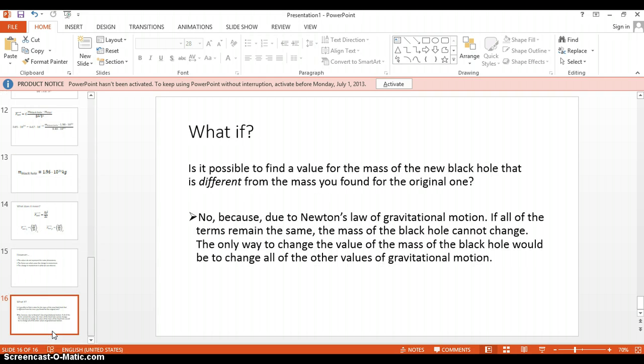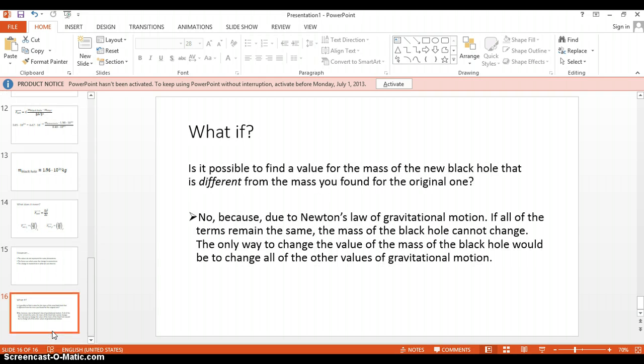And what if we presume that we could find a value for the mass of the black hole that could be different from the mass that we found from the original one? That would be impossible, because due to Newton's law of gravitational motion, if all terms are the same, then the mass of the black hole cannot change. There's only one value for the mass of the black hole. The only way that it could change would be if you change all the other values.